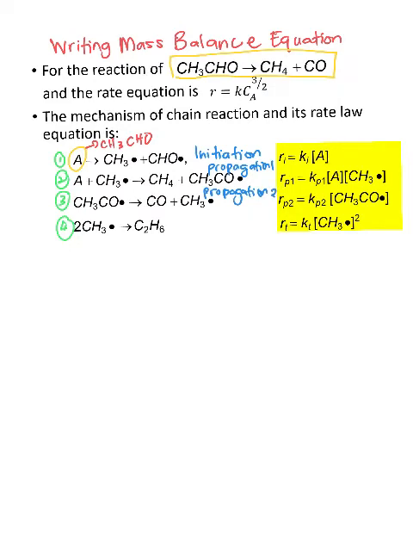And then finally, 2 radical species CH3 will react with each other to produce another side product. But this side product does not appear in your overall stoichiometric equation. Why? Because it is an inactive product. Because the reaction between the radicals produces an inactive product, we call it a termination step.